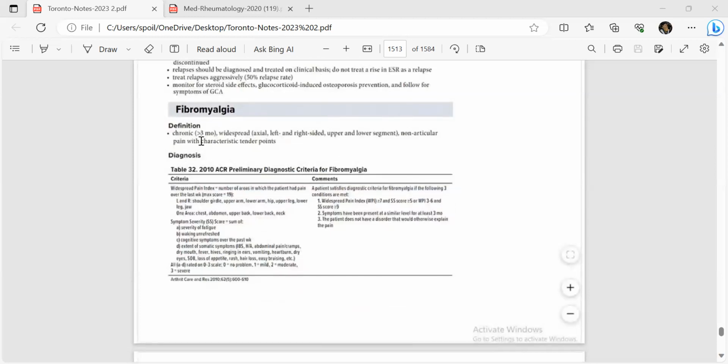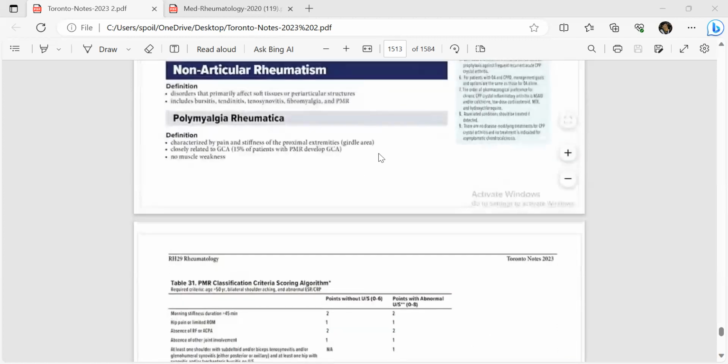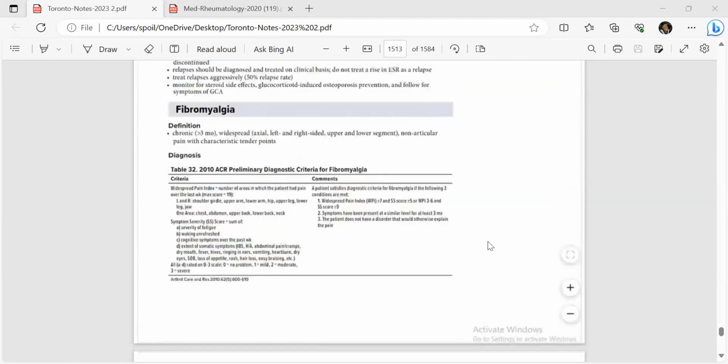Now, fibromyalgia is chronic, greater than 3 months, widespread, axial, left and right sided, upper and lower segment, non-articular pain with characteristic tender points. Here we are getting the tender points. That was only the proximal extremities, only the girdle area. This one is more widespread. It's axial, and then pain with characteristic tender points.